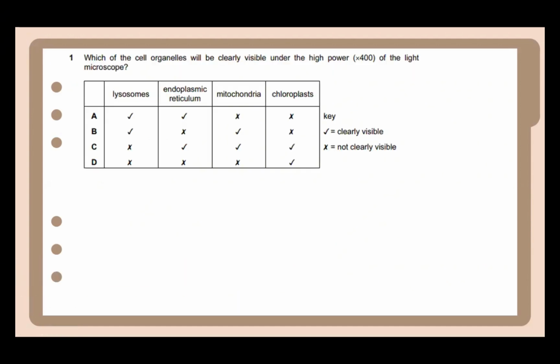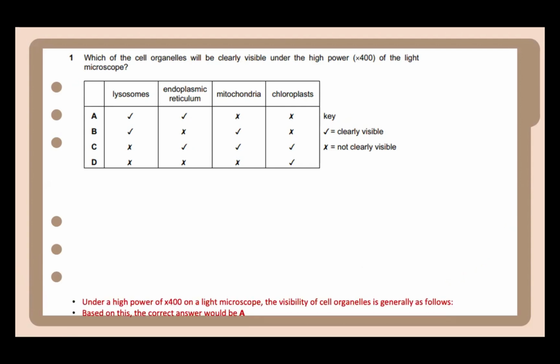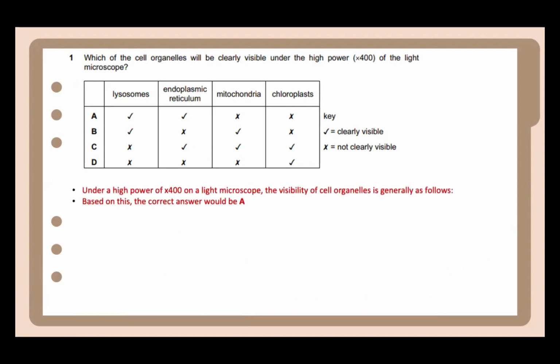Which of the cell organelles will be clearly visible under the high power multiply 400 of the light microscope? Under a high power of multiply 400 on a light microscope, the visibility of cell organelles is generally as follows. Based on this, the correct answer would be: lysosome is clearly visible, endoplasmic reticulum is clearly visible, mitochondria not clearly visible, and chloroplast not clearly visible.